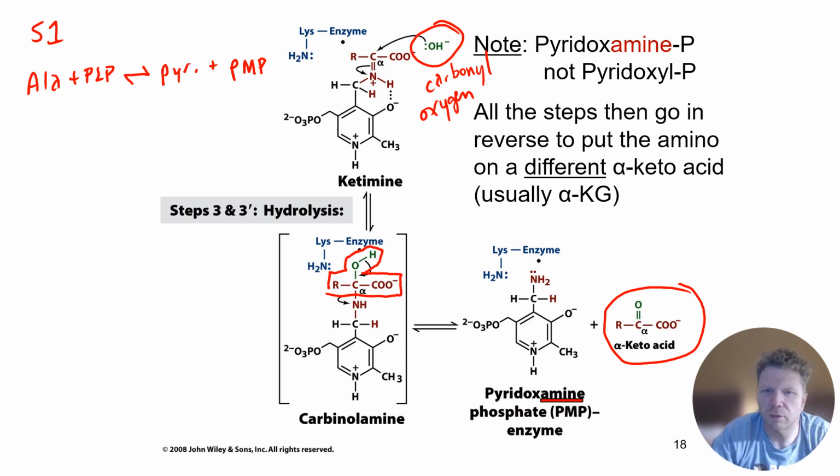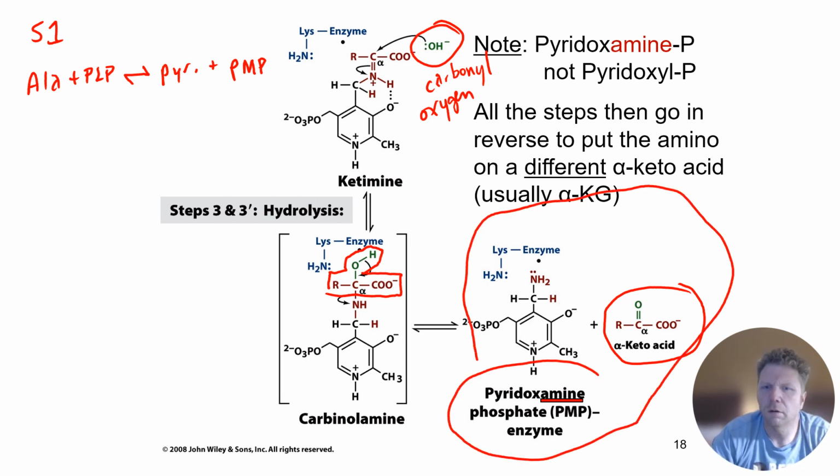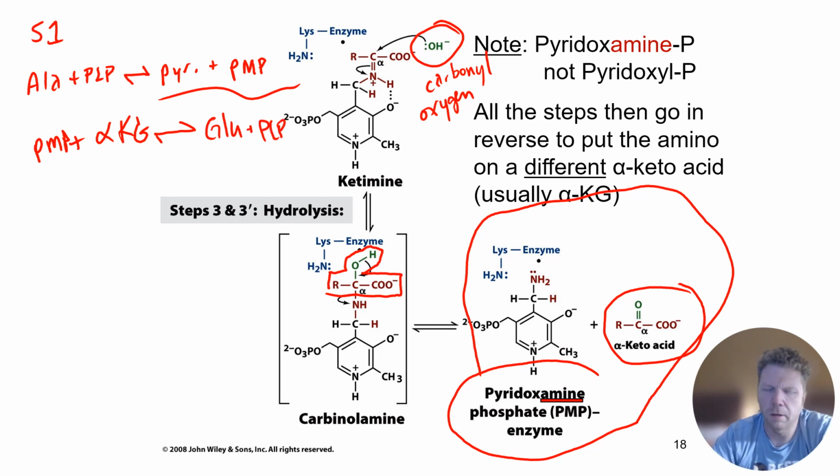So essentially what we've done is we've arrived right here. This alpha keto acid would be something like pyruvate. So we've gone from here to here. Okay, so that's stage 1. Well, stage 2 is PMP plus alpha KG, alpha ketoglutarate. That is going to reversibly form glutamate plus PLP. Okay, so in the next slide it will make a little bit more sense.